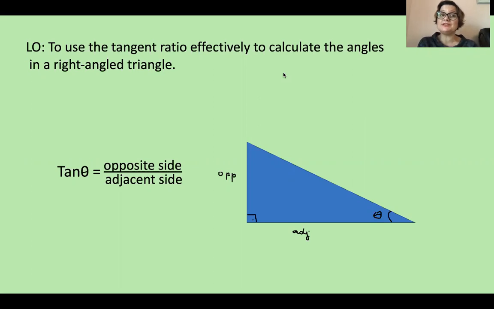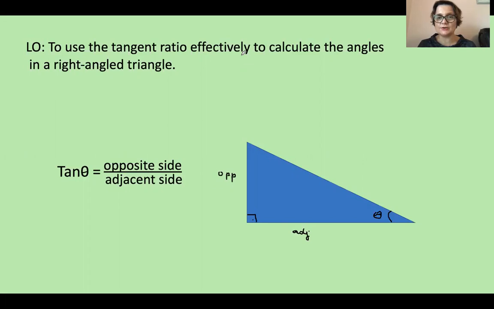So you can use the tangent ratio not only to find the sides, the opposite side or the adjacent side, but also to calculate the size of the angle, yeah? And for that, you are going to need an advanced calculator like this one here. So let's find out together how we use the calculator and the formula to find the angle.